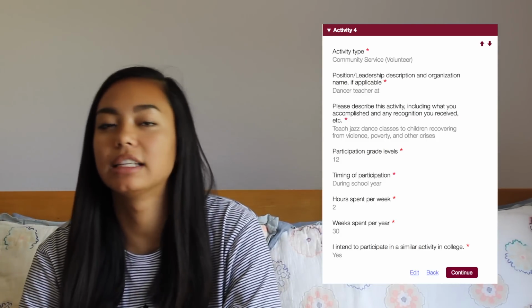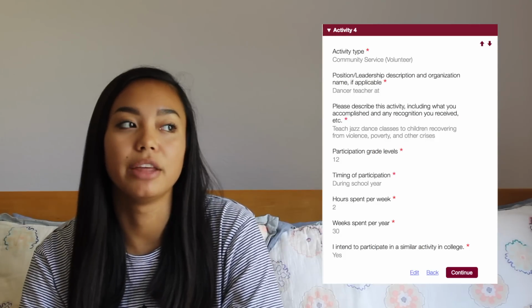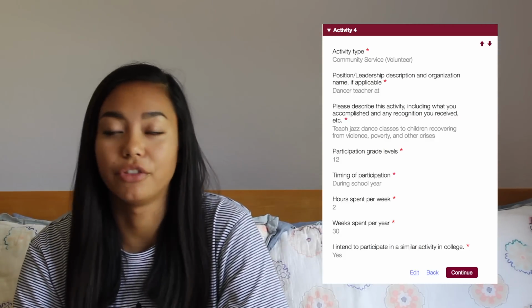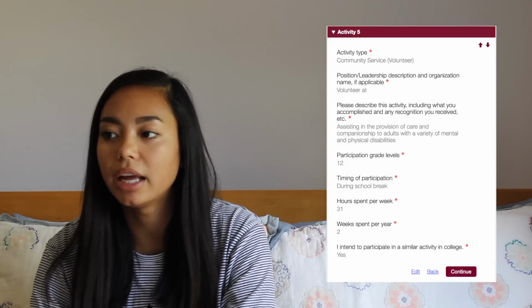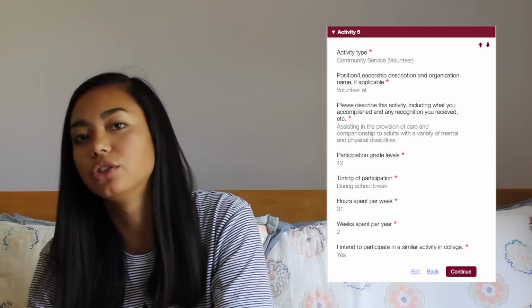And do I intend to participate in a similar activity in college? I would love to teach dance if that was an option for me, either as a volunteer thing or as a job. I just think it's really fun. And then my 5th activity is also a community service one, and this was kind of my other main one that I did. So its type is community service, and then position, leadership, description, I was a volunteer at, and then I put the name of the company that I volunteered at, and then I basically did this the month after my internship finished.